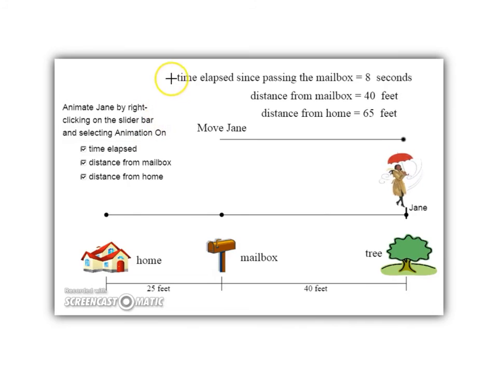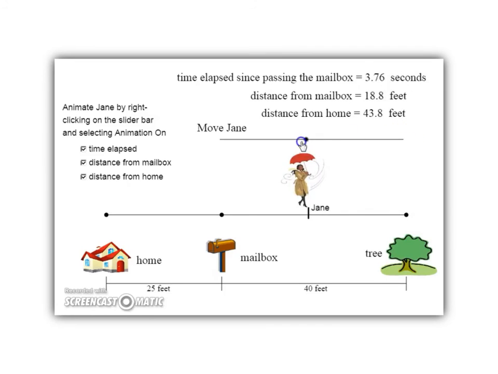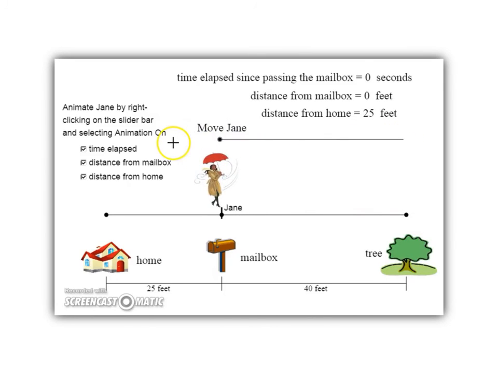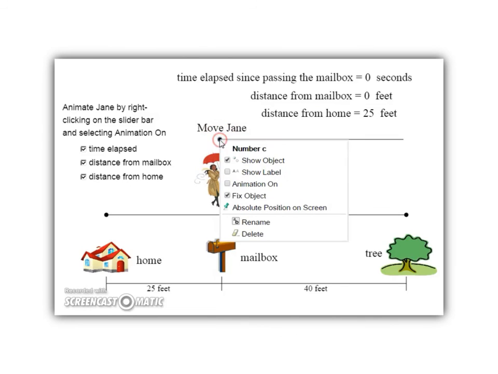Notice that this app tells the time elapsed since she passed the mailbox, the distance from the mailbox, and the distance from home, as you can see in this picture. I'll reset Jane and animate her one more time. Feel free to pause the video to take any measurements that you may need to come up with your answers.